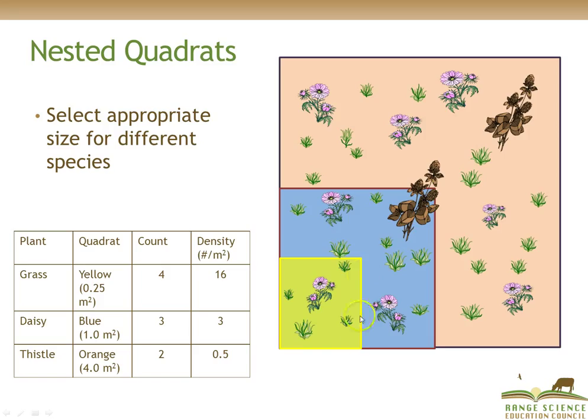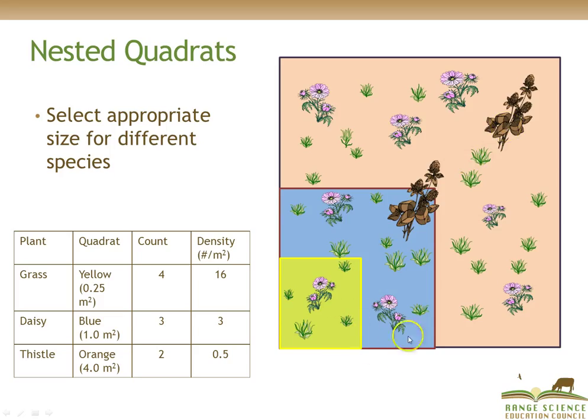So we've got that in this yellow quadrat, and every time we would set down a nested quadrat, we would measure inside the small quadrat, inside the medium quadrat, and inside the largest quadrat. The way this is done is you would place the quadrat down. Inside the yellow quadrat, you would only record the number of grasses. Inside the blue quadrat, you would ignore the grasses and the thistle, but you would only record the daisies. And then inside the largest quadrat, which is the orange quadrat, you would use those to count the thistles.